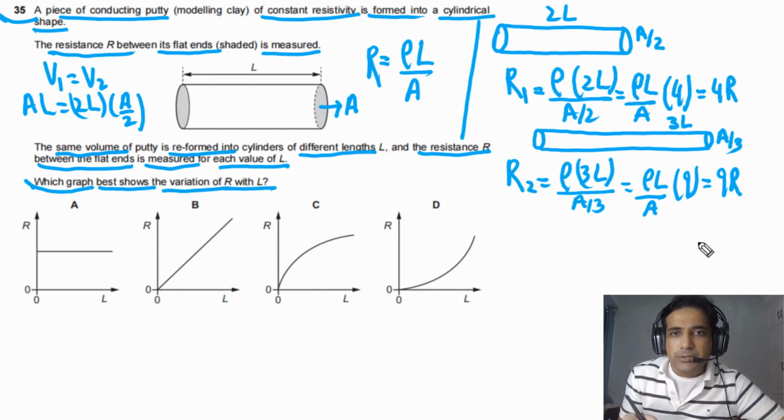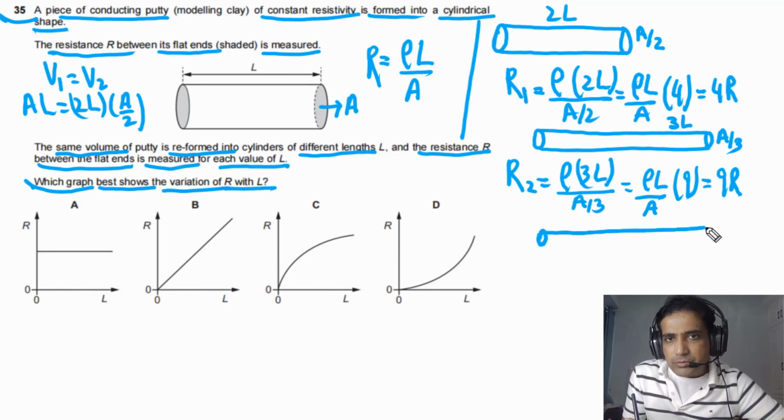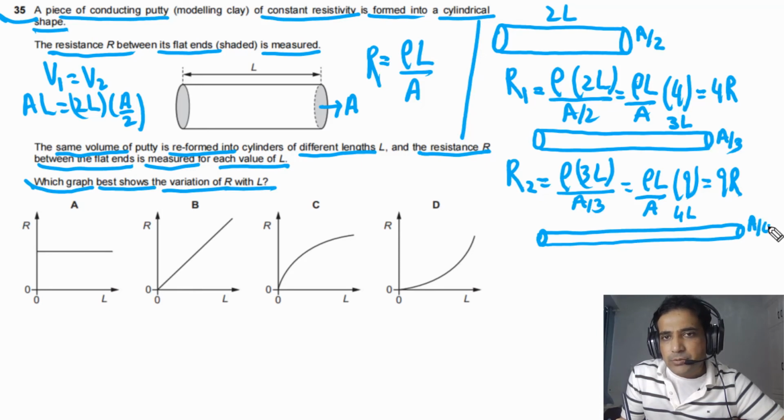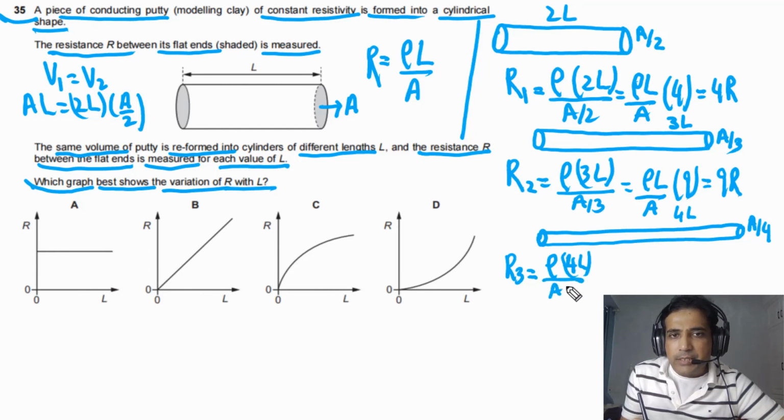We can also repeat this for the length equal to 4L. So imagine that this length is equal to 4L. So cross-sectional area in this case will be equal to A by 4. So we can calculate R3 in this case. So this will be equal to rho times 4 times L divided by A by 4. So in this case we will get rho L by A multiplied by 16. So this is 16 times R.